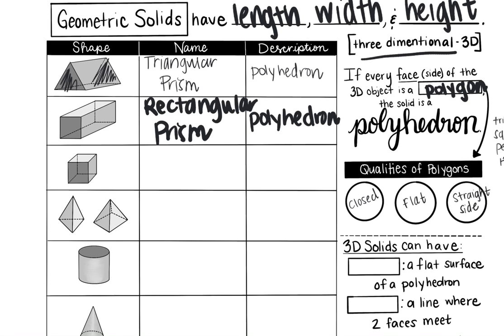The next shape is a cube. Hopefully you're able to identify these different shapes a little bit better now. But if I look at all of the faces, they are still all polygons. They're all squares. So I can say this is a polyhedron.